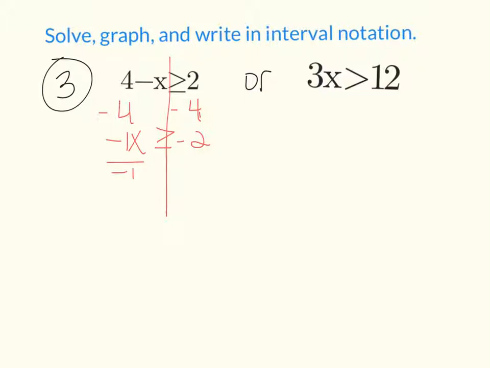Now I have to divide by negative 1. I'm dividing by a negative, so make sure you flip your inequality. So I have x is less than or equal to 2. All right, on the other one, I'm going to divide by 3. So x is greater than 4.